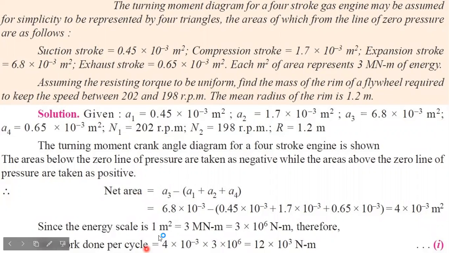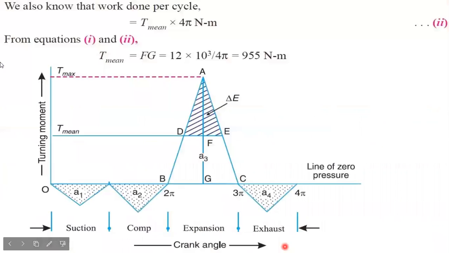We know the energy scale: 1 meter square is equal to 3 meganewton meter. Mega means 10 power 6, so 3 into 10 power 6 Newton meter. The net work done per cycle is the net area into the energy scale. The net area is 4 into 10 power minus 3, and the energy scale is 3 into 10 power 6. We get the work done per cycle as 12 into 10 power 3 Newton meter. Now we know the work done per cycle.